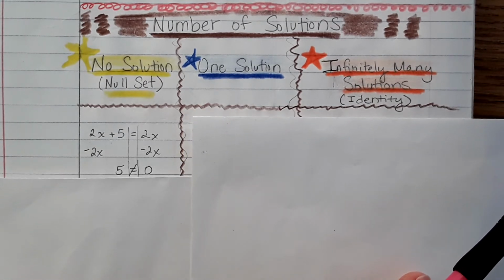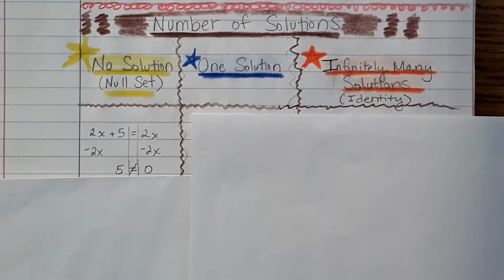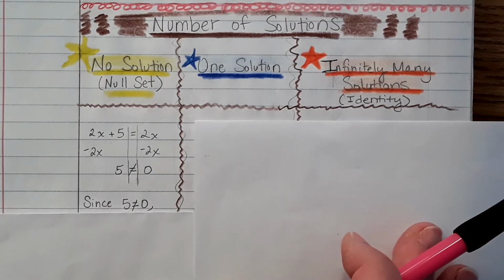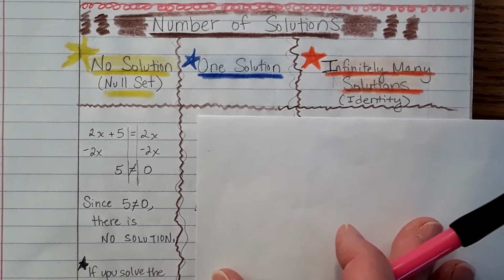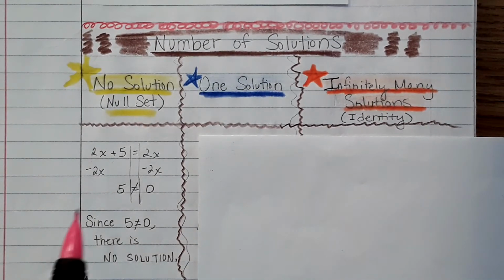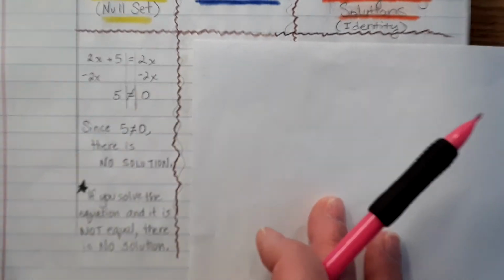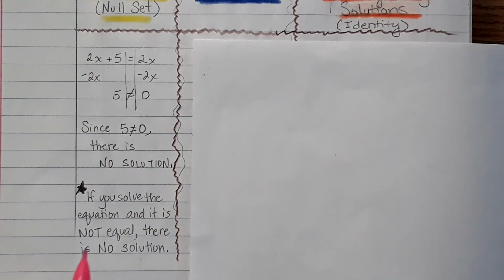And that leaves me with 5 equals 0. Well, 5 does not equal 0. That's why we have the slash through the equal sign. And since 5 does not equal 0, there is no solution. Now, anytime you solve and these do not equal, there is no solution. In other words, any equation, it's not equal, no solution.